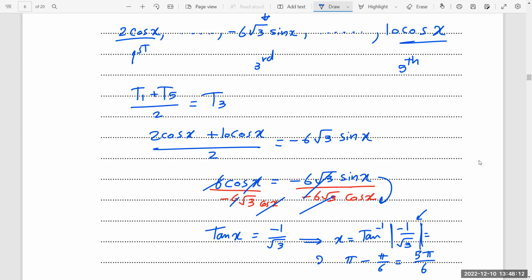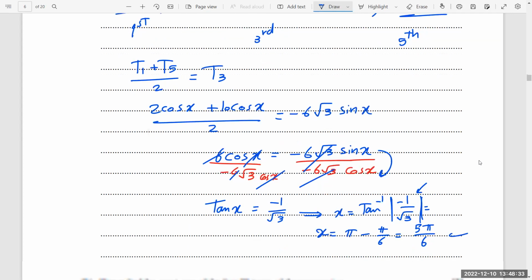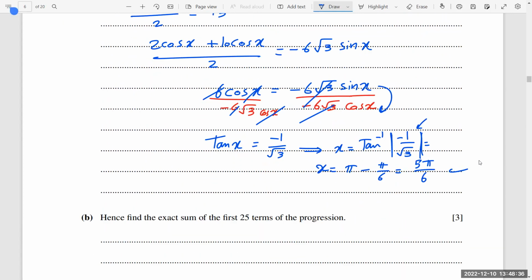So this is the value of x. The x is 5 pi over 6, and really the reference angle lies in the first quadrant. Let me check this answer by calculator. Shift tan, 1 over radical 3, gives you 1 over 6 pi. So this is the exact value of x. So x is 150 degrees or 5 pi over 6 in radians. Hence, find the exact sum of the first 25 terms of the progression.